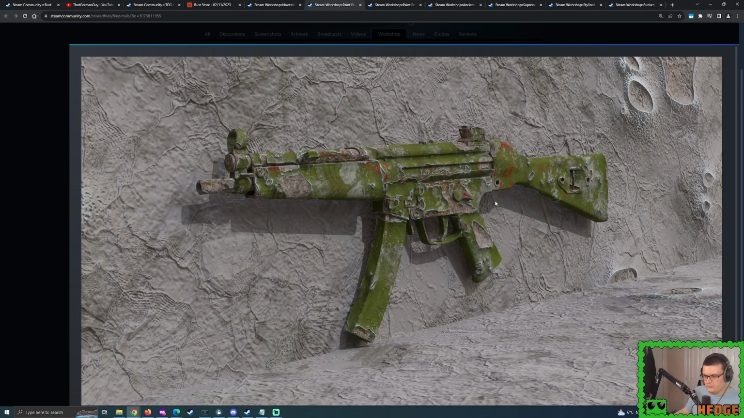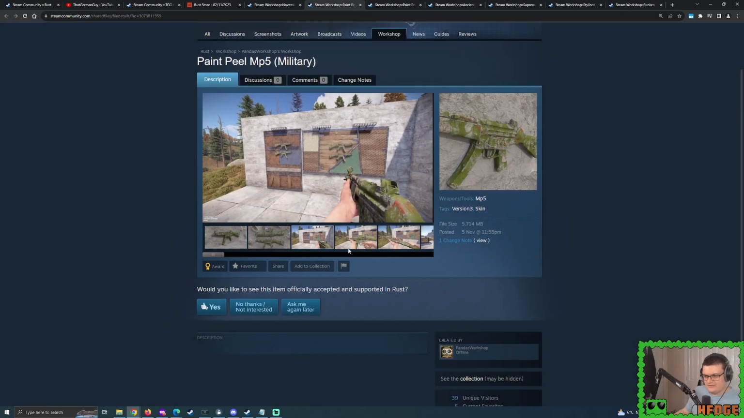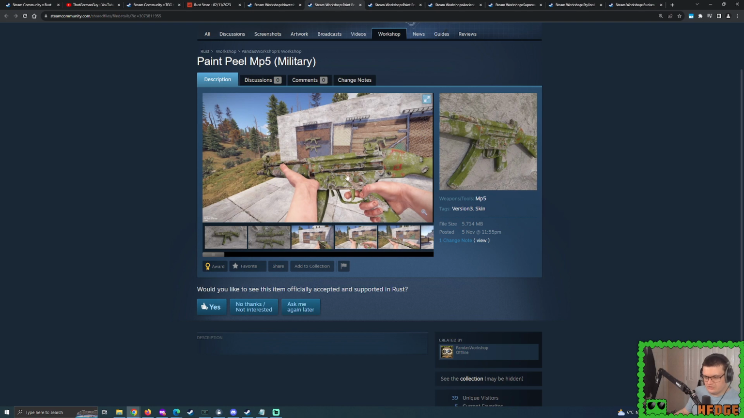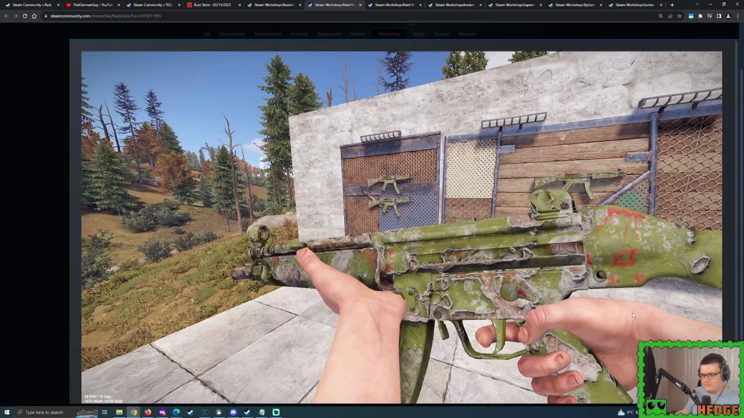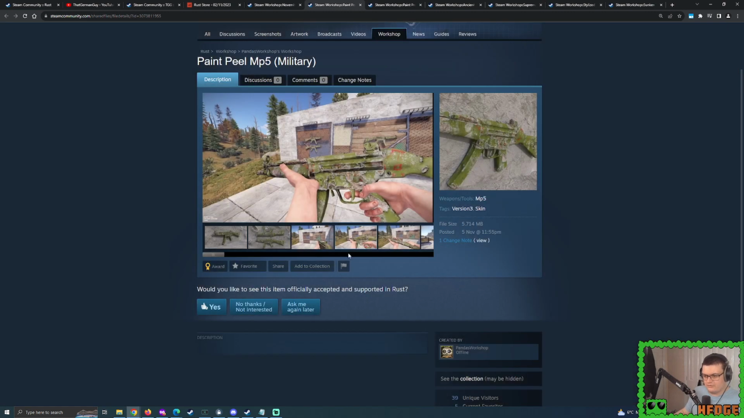Whoa, that's been through the wars. The paint's peeling off and everything. Look at that. There's a more realistic approach, I guess you could say. Now, I'm not sure if everybody's a fan of this, but I'm pretty sure there's a lot of people out there that would appreciate a very worn out, completely battle-scarred looking weapon.